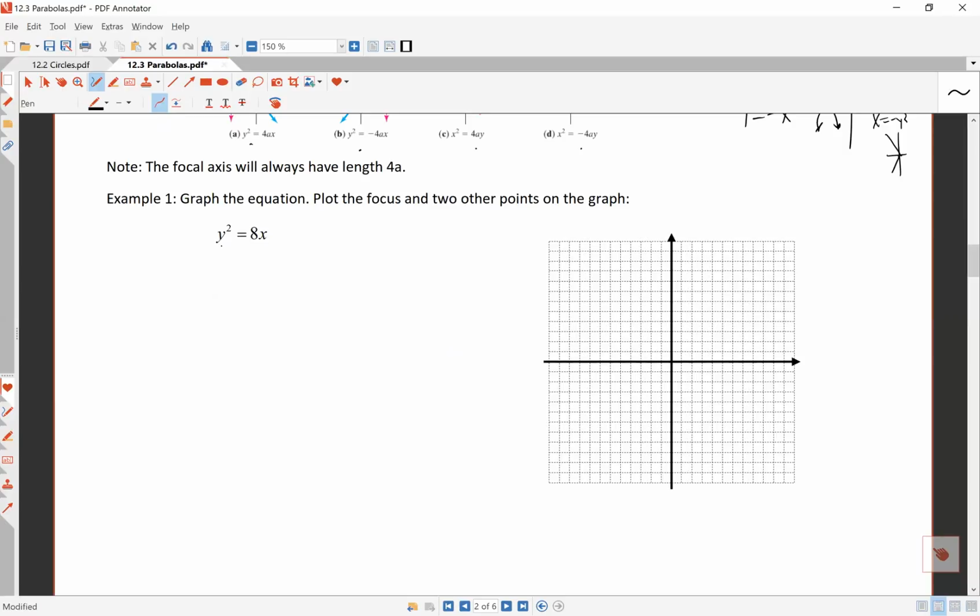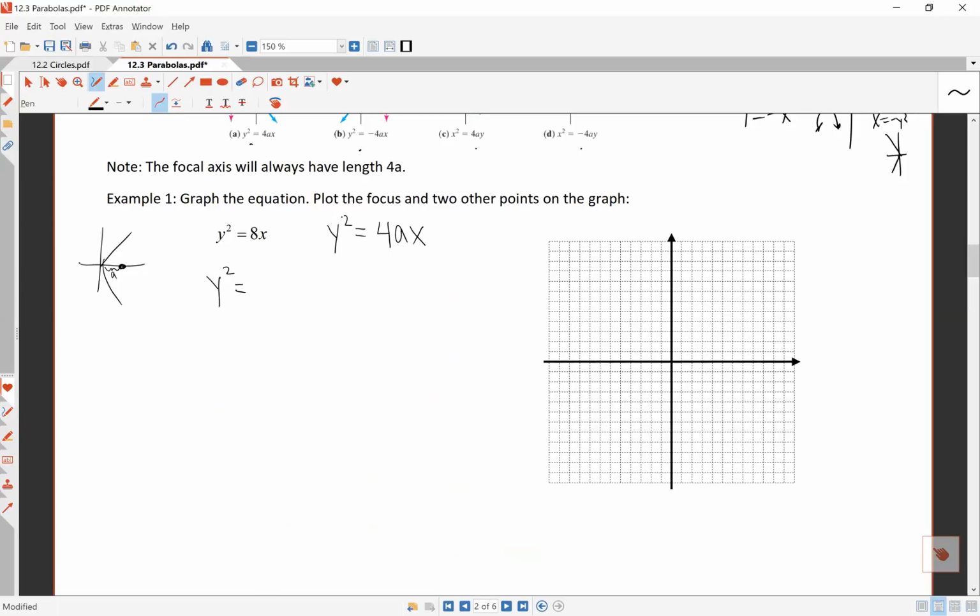We know when the y is squared and the x is not, the graph opens to the right. The vertex is at the origin. We're going to match this up with the form y squared equals 4ax. Because remember, the focus is always a units from the vertex. So what we have is y squared equals 8x.